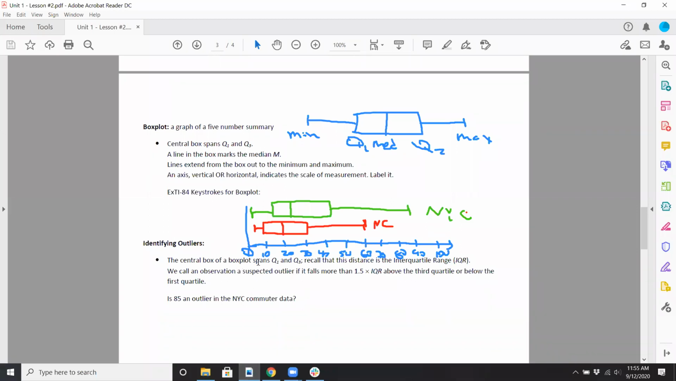Now, the central box of a box plot spans Q1 and Q3, as we just talked about, and recall that this distance is the interquartile range. So remember, Q3 minus Q1 is the IQR. That means your data is between the 25th and 75th percentile when you're in the IQR range. Now, we can call an observation a suspected outlier.